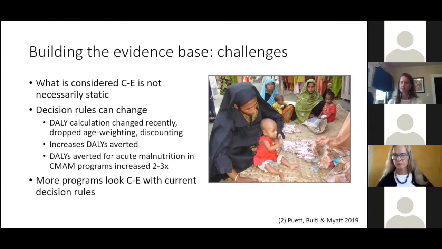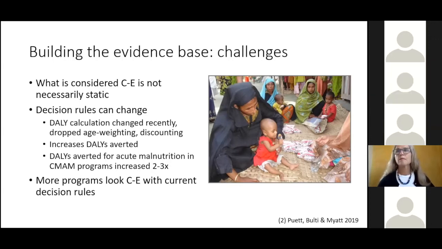And we did an analysis with colleagues and found that compared to historical estimates, the new methods increased DALYs averted specifically for acute malnutrition and CMAM programs to 2 to 3 times higher. So this makes more programs look cost effective with current decision rules, because we're dividing the same costs by a greater number of DALYs. So just to say that our metrics and benchmarks can change over time, even as black and white as they may seem at one moment.